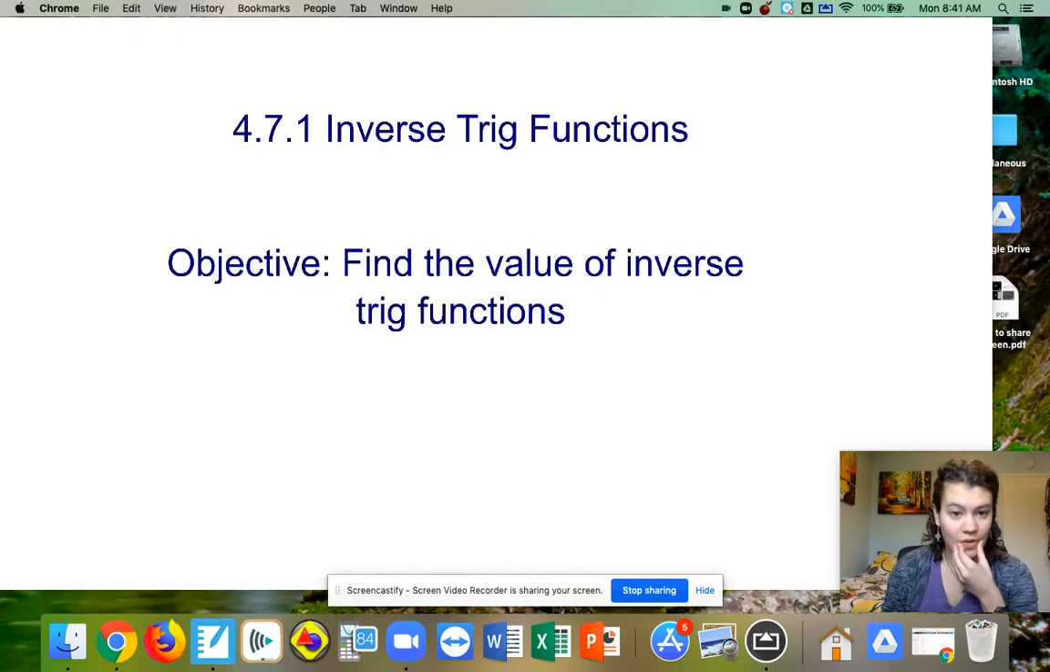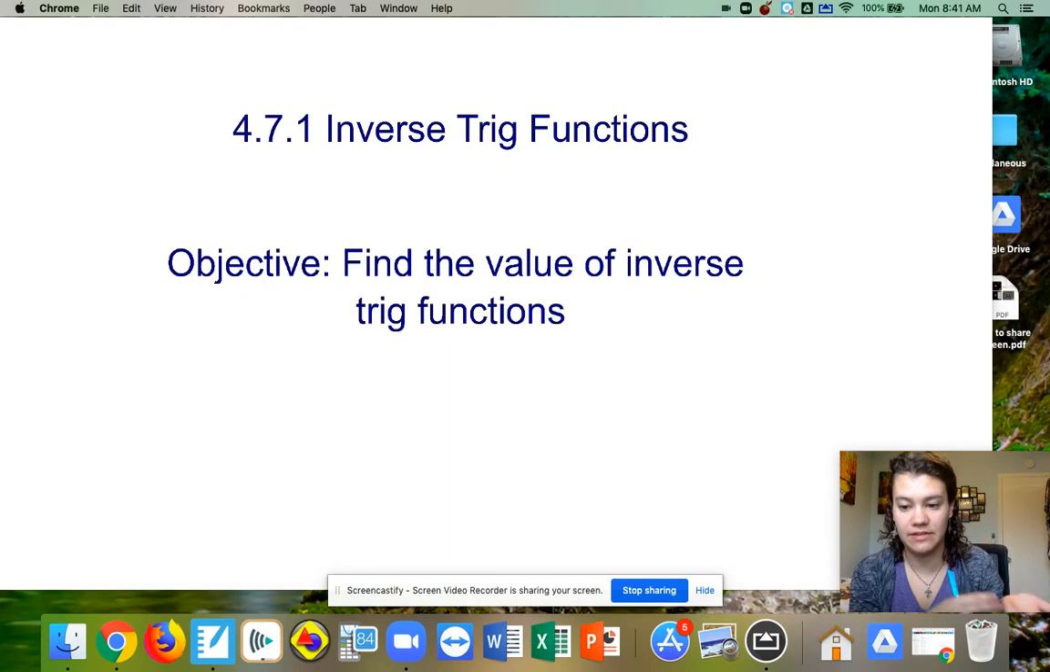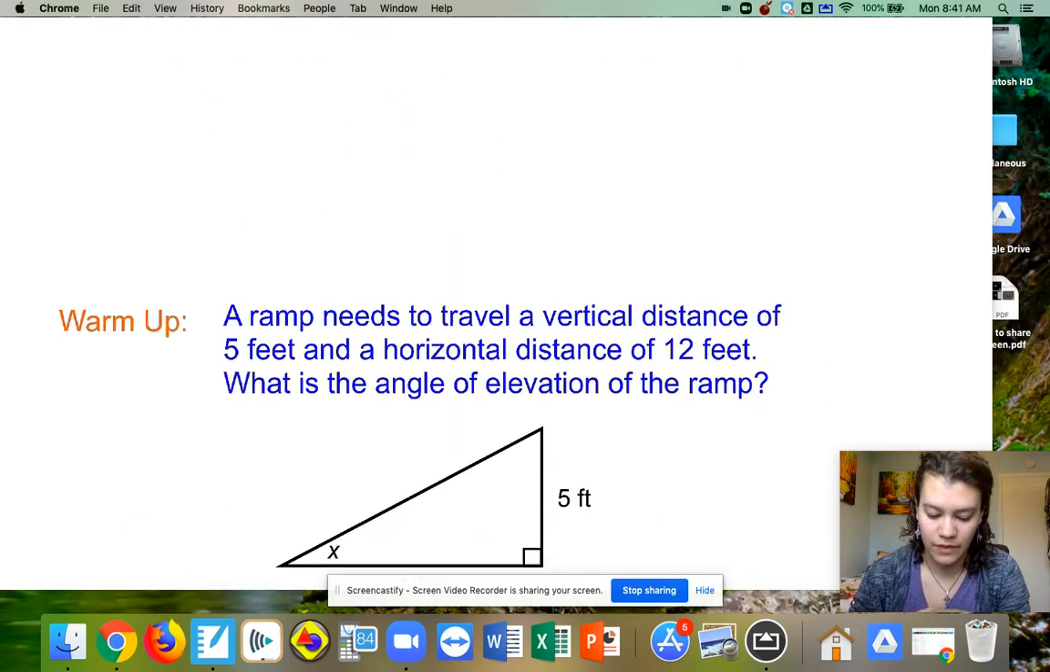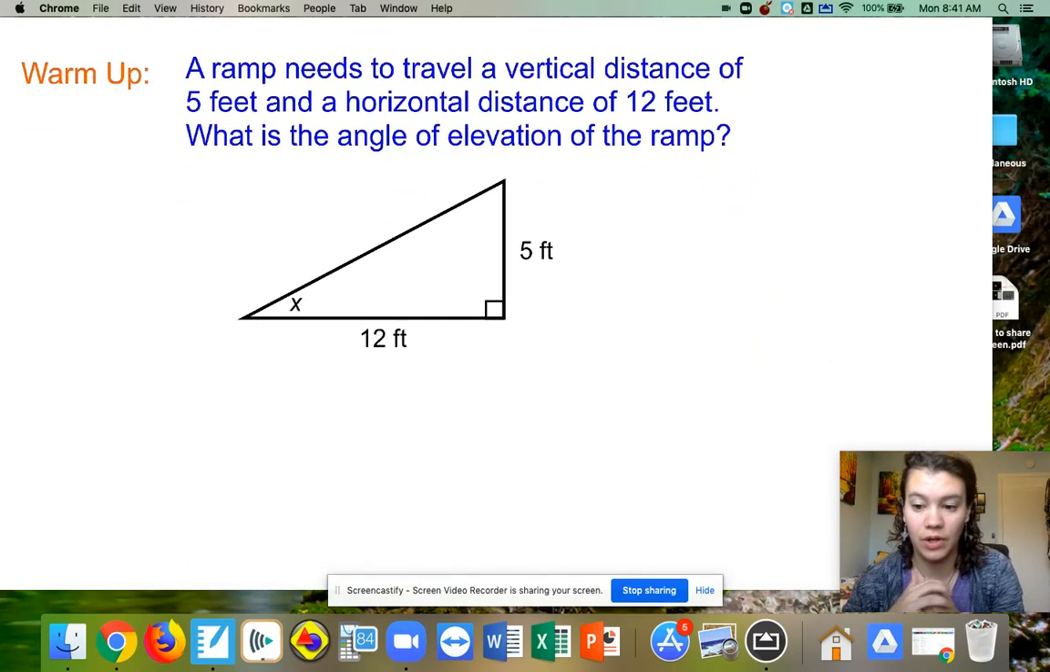All right, so today we are doing 4.7.1, which is inverse trig functions. So here we're going to take a trig value and then go backwards and find the angle that gave us that value. As a warm-up, you can work on this quick and then go through the answer. It's just kind of a review of what we did before.